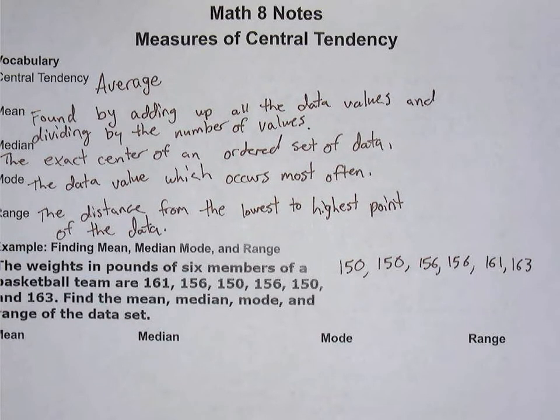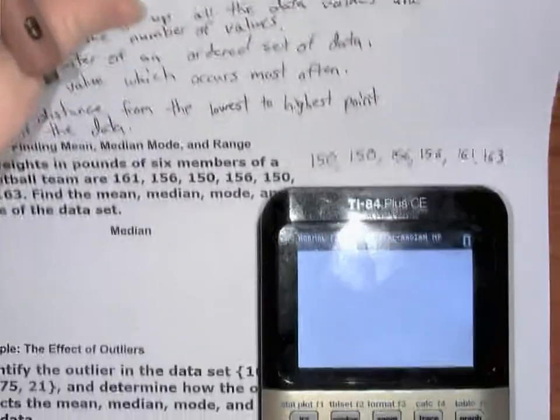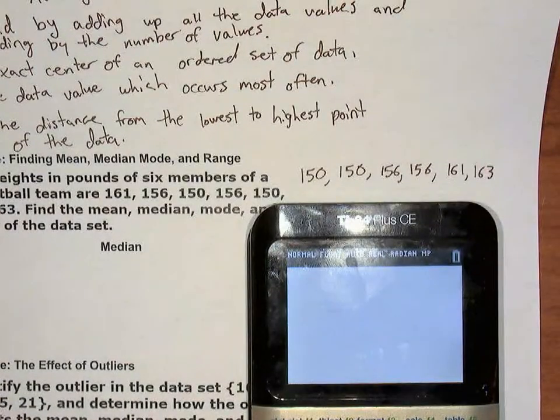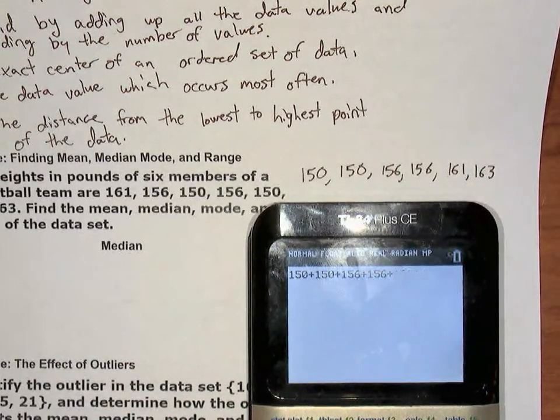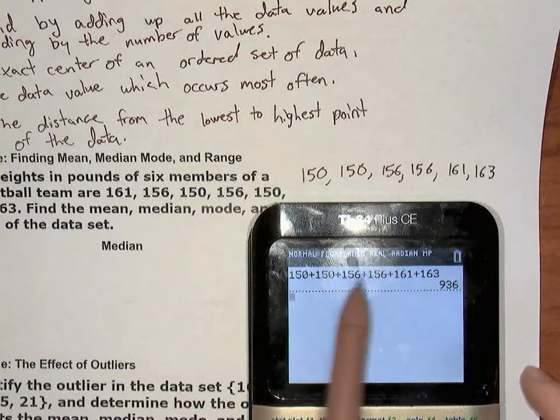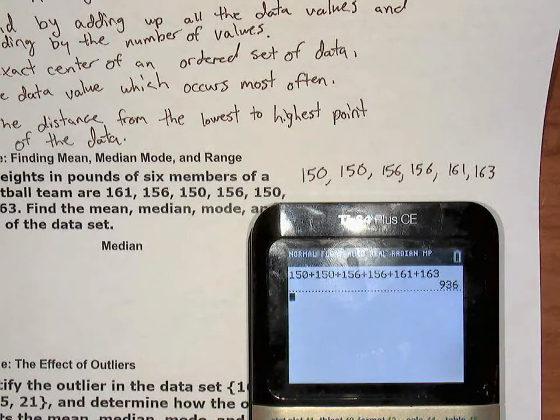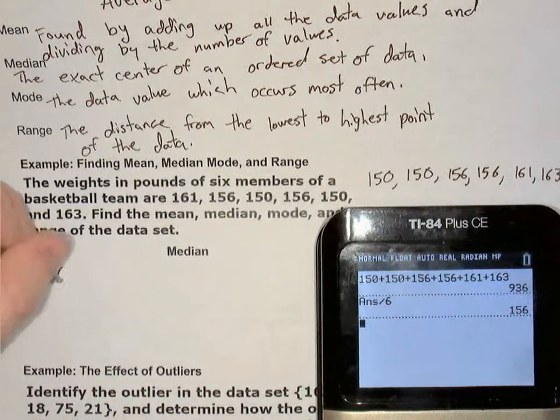So first I've got the mean, and for the mean, I'm just going to add all my data values together. So I've got 150 plus 150 plus 156 plus 156 plus 161 plus 163. And once I get my number, I'm going to divide it by the number of data values I have. So I'm going to say 1, 2, 3, 4, 5, 6 data values. I'm going to take 936 and divide it by 6, and we get 156. So over on our paper where it says mean, we're going to write the mean is 156.